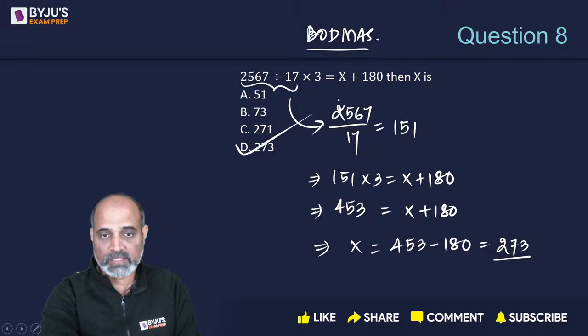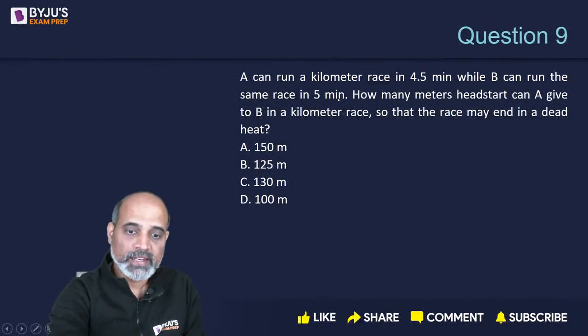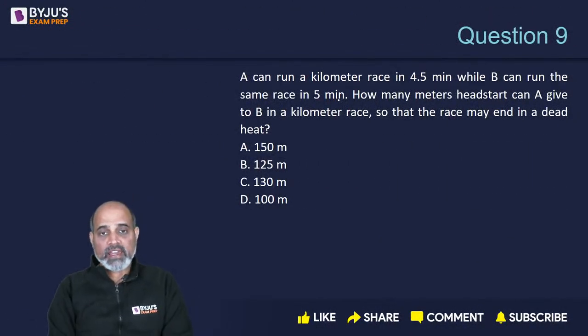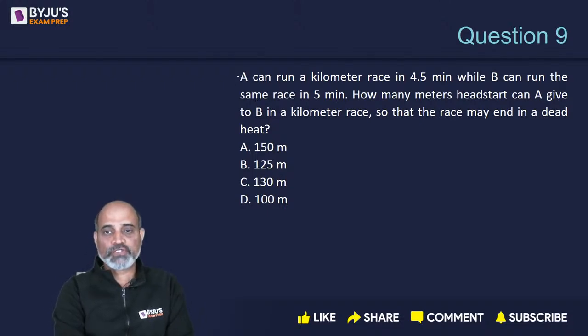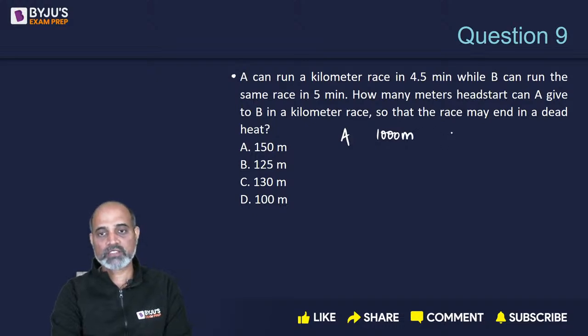Okay. Next one. A can run a kilometer race in 4.5 minutes, while B can run the same race in 5 minutes. How many meters head start can A give to B in a kilometer race so that the race may end in a dead heat? Dead heat would mean that they reach the destination simultaneously. Okay. So if I look at the first one, A runs 1000 meters in 4.5 minutes.